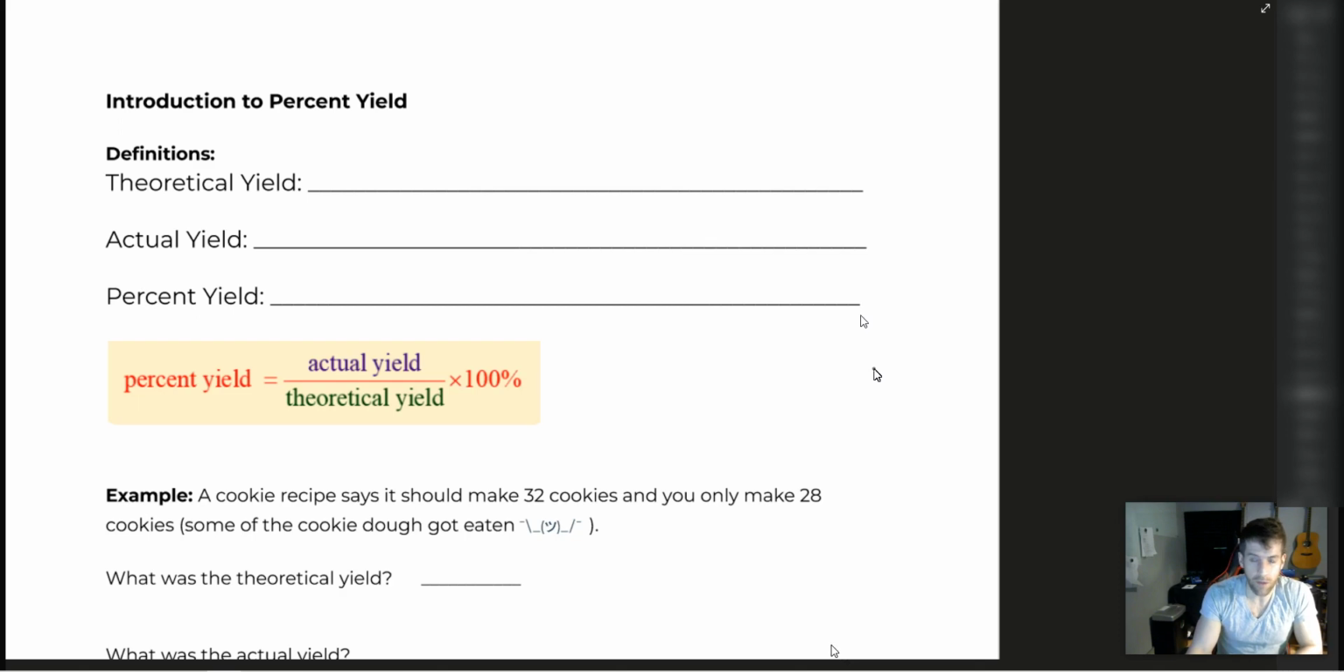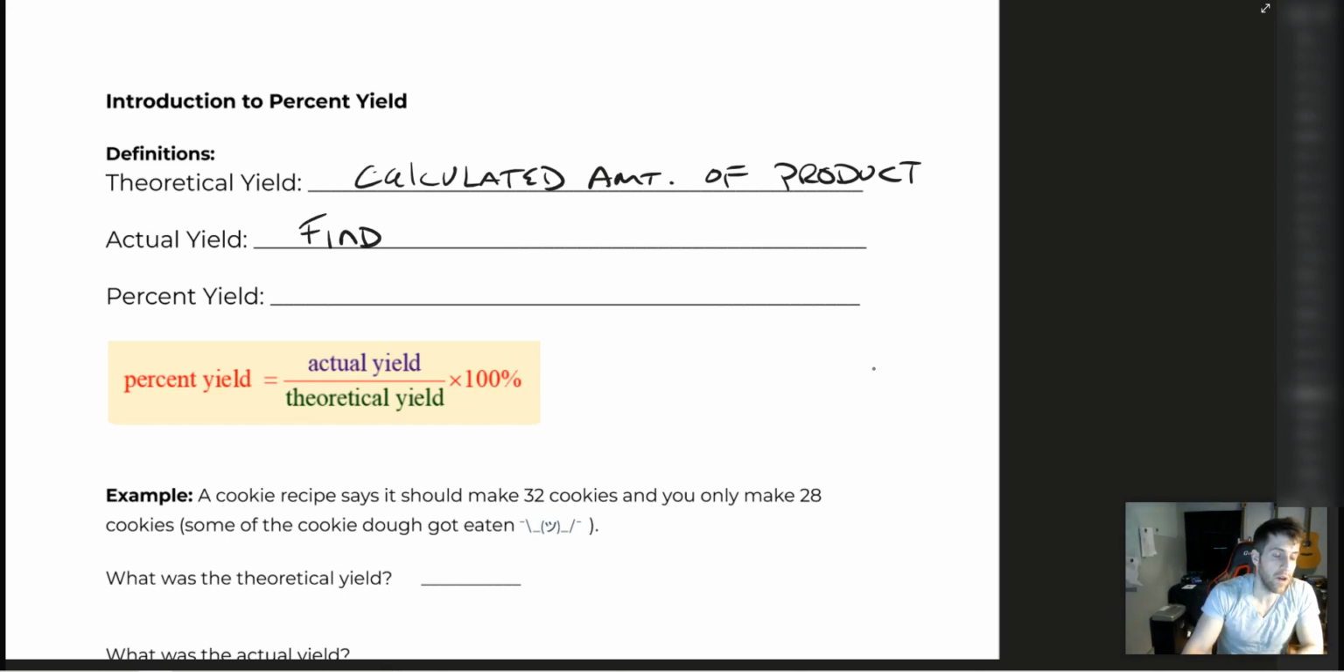This theoretical yield is going to be the calculated amount of product. The actual yield is what we find in the lab. And this percent yield is going to be the comparison of calculations versus the result.